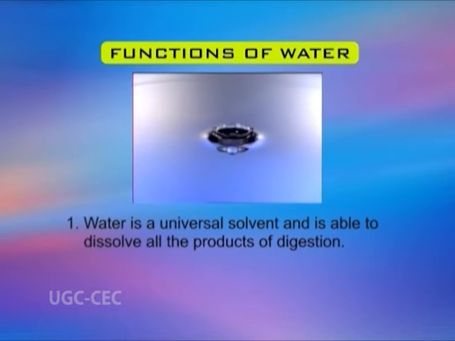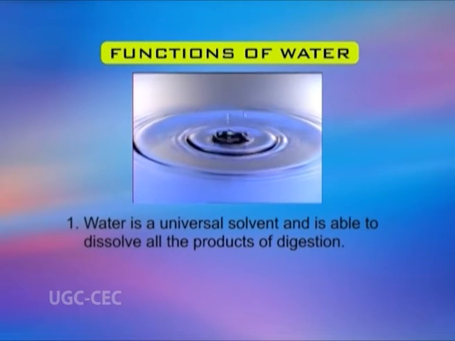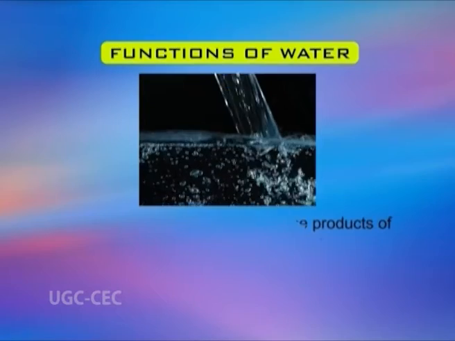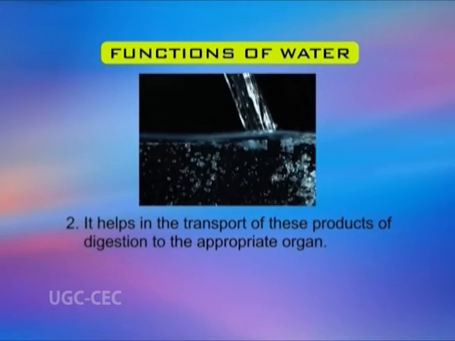Functions of water. Water is a universal solvent and is able to dissolve all the products of digestion. Further, as it is a constituent of the body fluid, it helps in the transport of other products of digestion to the appropriate organ. For example, urine, which contains 97% water, has all the waste material dissolved in it, and the body is thus able to excrete soluble waste products of metabolism.